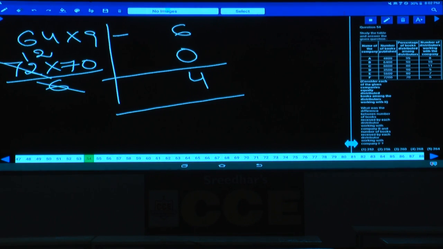12 into 70 is definitely more than 64 into 9. When you are verifying your last digit using difference, always be careful to subtract the smallest number from the largest number. Subtract the smallest number from the largest number only. Okay? Right.